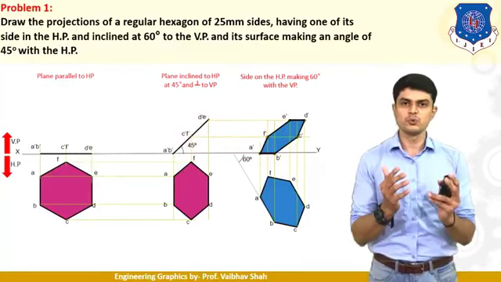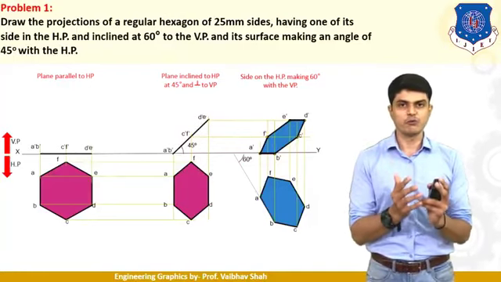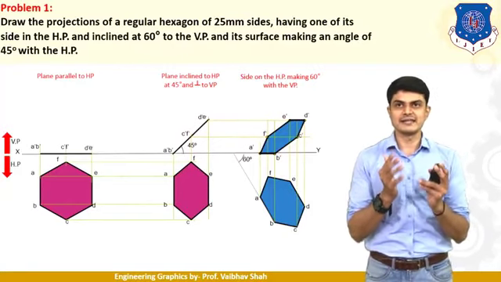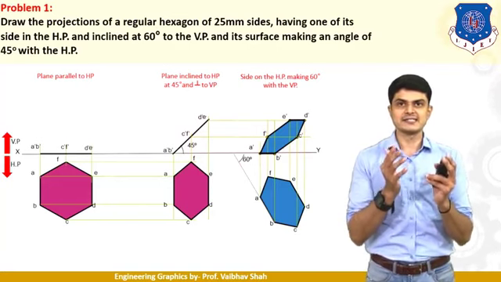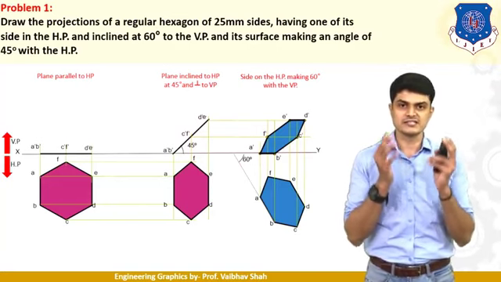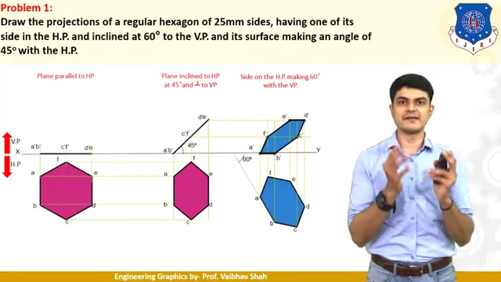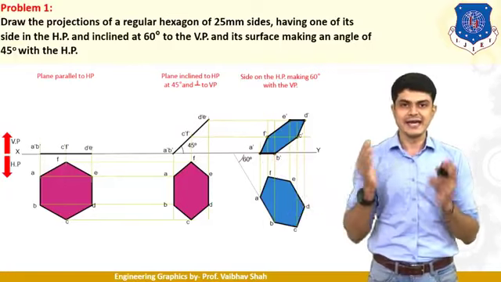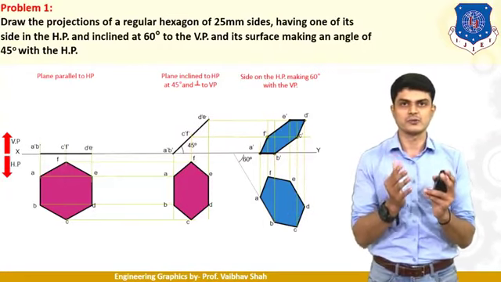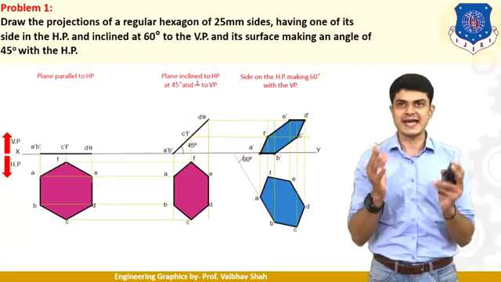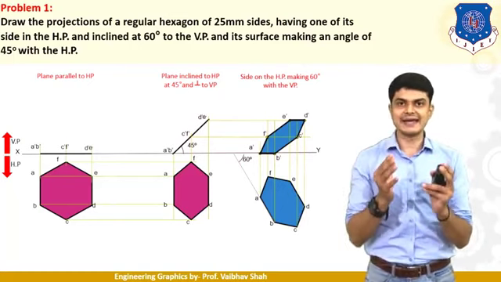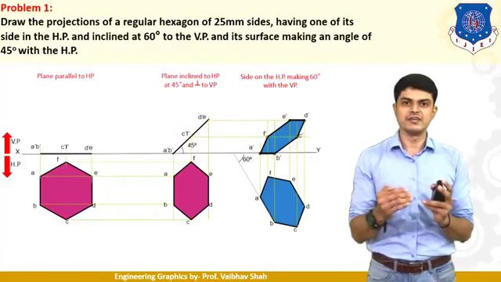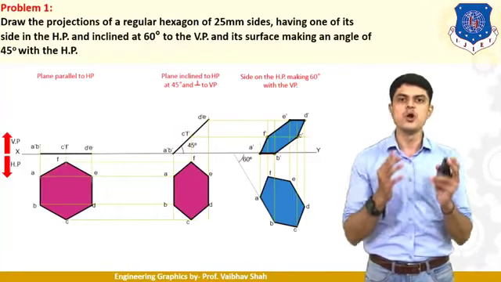So now let us move to the third stage. So in the third stage, what we need to do? It is said that having one of its sides in HP and it is inclined at 60 degrees to VP. So we are talking about the side which is in HP, which we need to now incline at 60 degrees. So first let us draw the 60 degree line, and then think which side we are talking about. So we are talking about the side which is resting on HP, and we have to make that side at 60 degrees to HP.